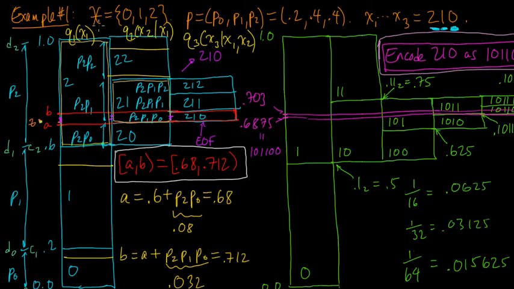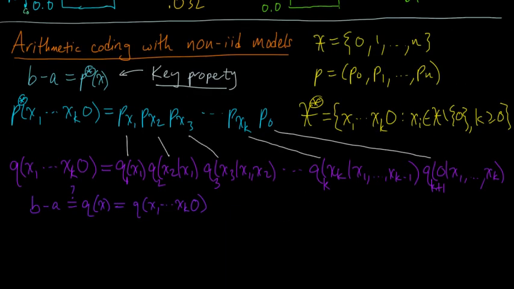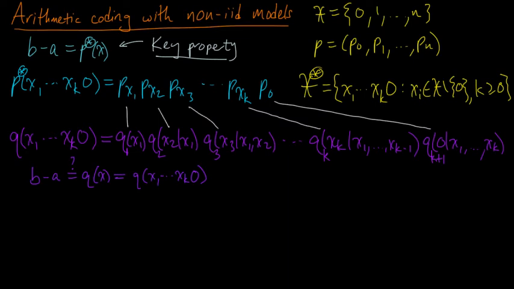But now it's these conditional probabilities, not the p's. The p doesn't even exist anymore. We're just using this new distribution q. So that gives us exactly the property that we wanted. All we have to do is, instead of subdividing according to p at each step, at the ith step we subdivide according to q sub i of xi given x1 up to xi minus 1. And that would give us this property.